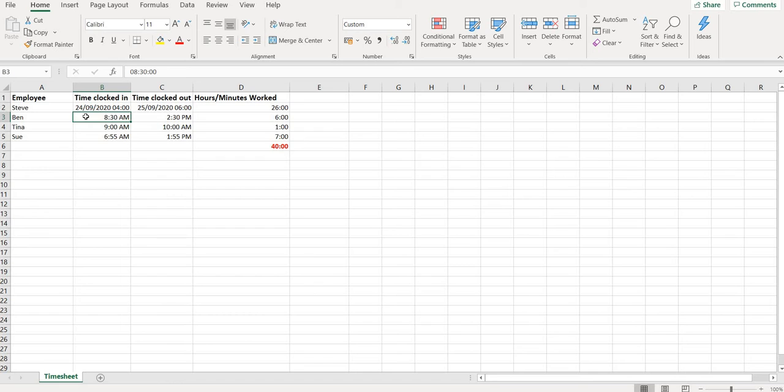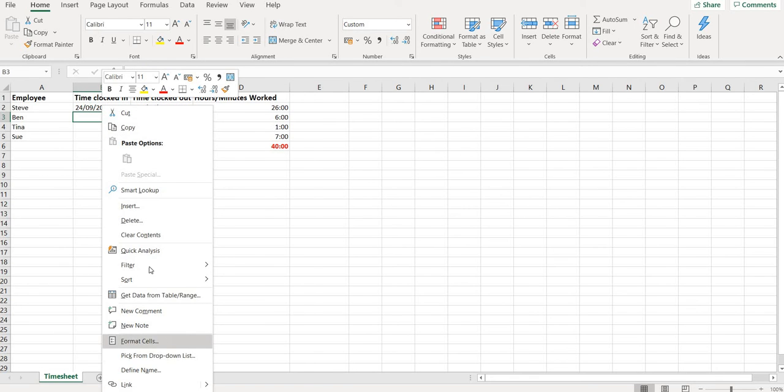Now let's look at Ben, Tina and Sue first of all. Typically, if a person is on a shift system, they might start in the morning and finish in the afternoon. So you can see here, Ben started at 8:30, finished at 2:30, and so no surprise, he worked 6 hours. And that's a simple C3 minus B3 subtraction. But let's look at the formatting of the cells.